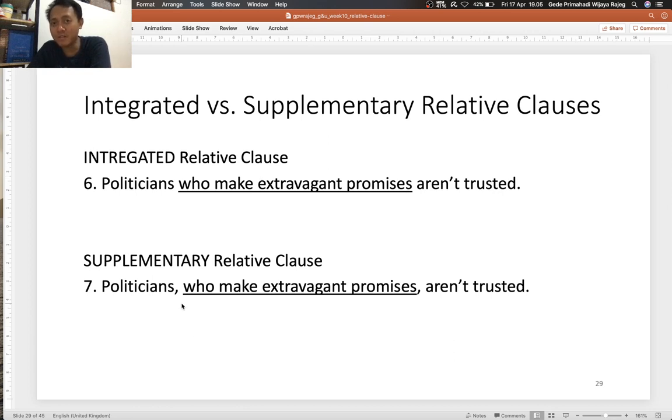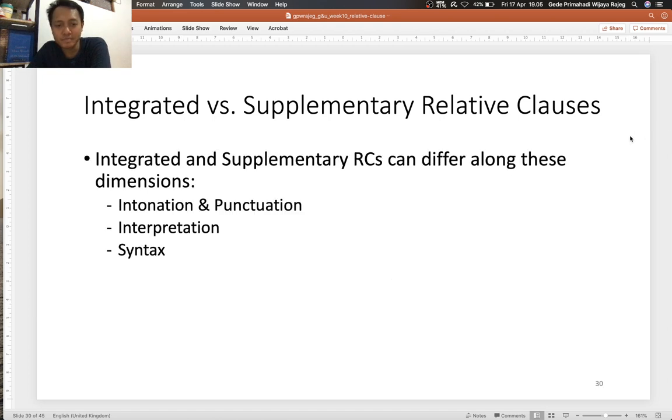So orthographic difference in writing is one of the differences between integrated and supplementary relative clauses. These are the dimensions where you can find the difference: intonation, punctuation, we have seen one with commas, and interpretation. Integrated versus supplementary relative clauses carry different interpretation, different meaning, and they also show difference in syntax, in how they are ordered in the sentence.